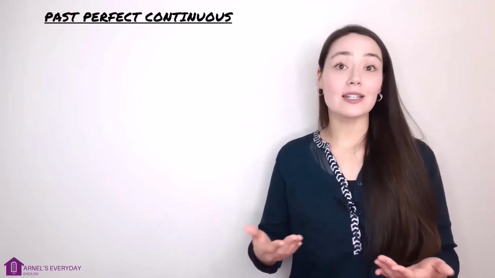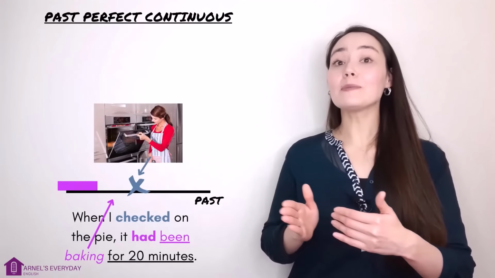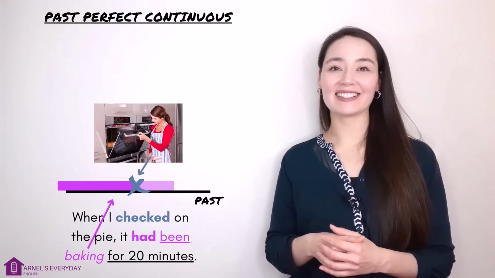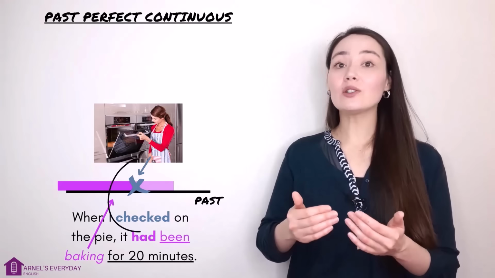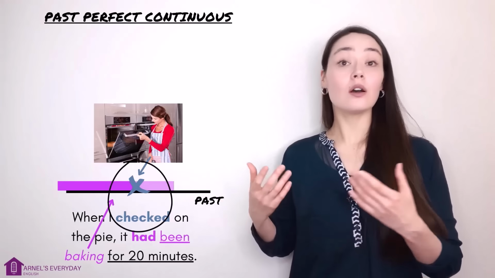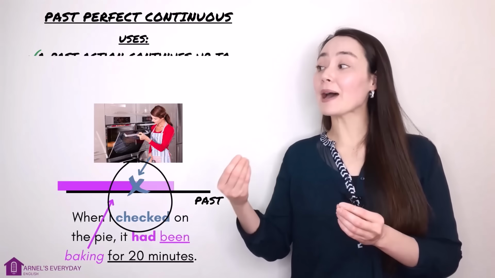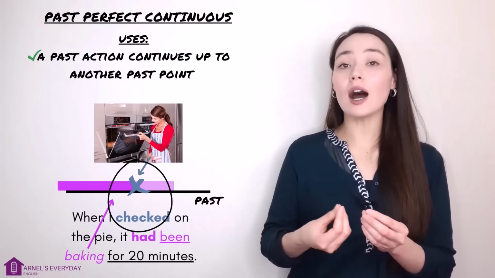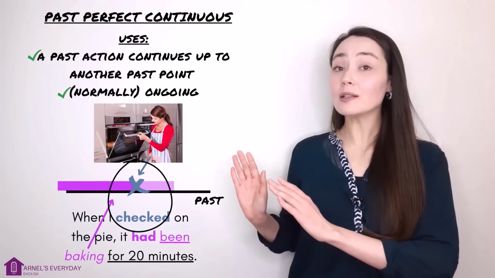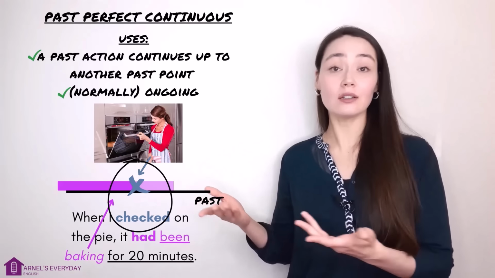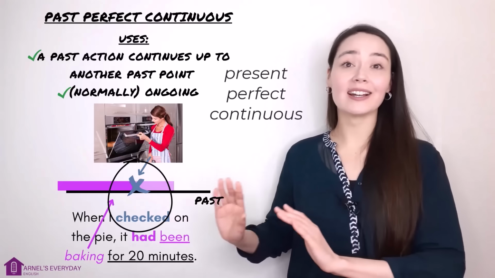Past perfect continuous. When I checked on the pie, it had been baking for 20 minutes. Just like the past perfect simple, we need to use another past action. Why? Because the past perfect continuous emphasizes a past action that continues up to another past point and is ongoing. Was the pie still baking when I checked on it? Yes, it's actually just like the present perfect continuous, but we move it to the past.